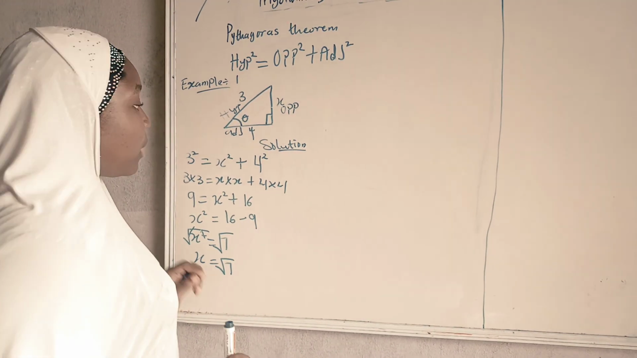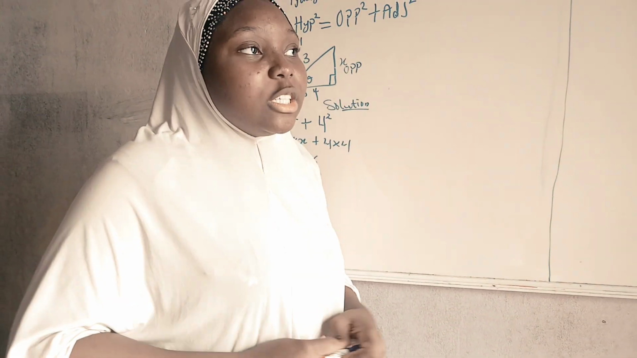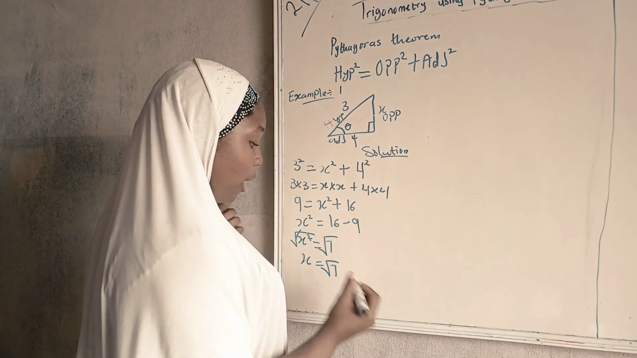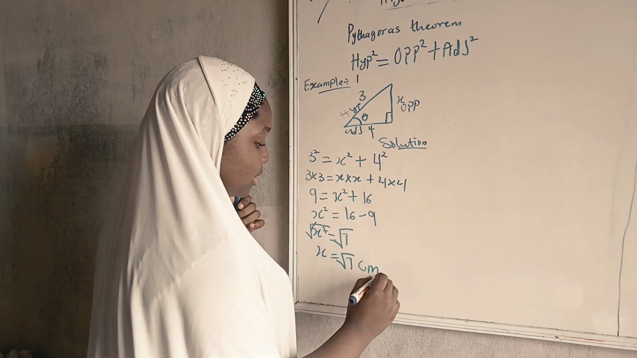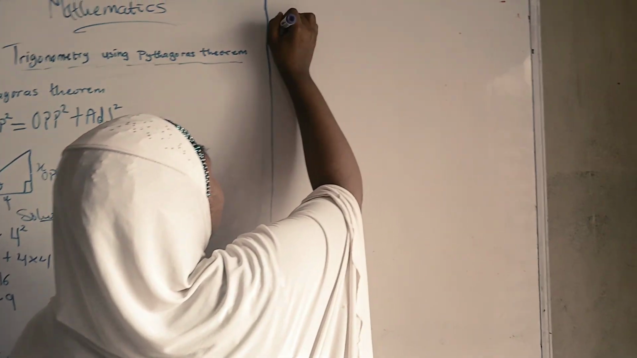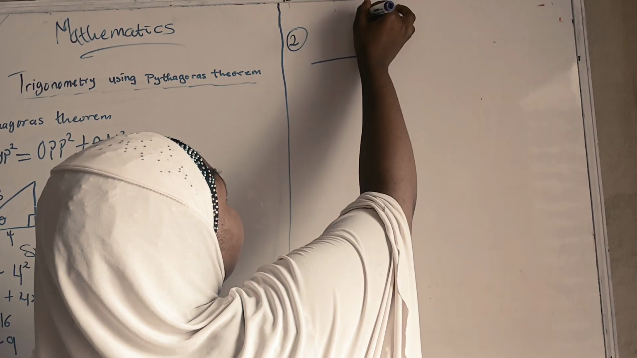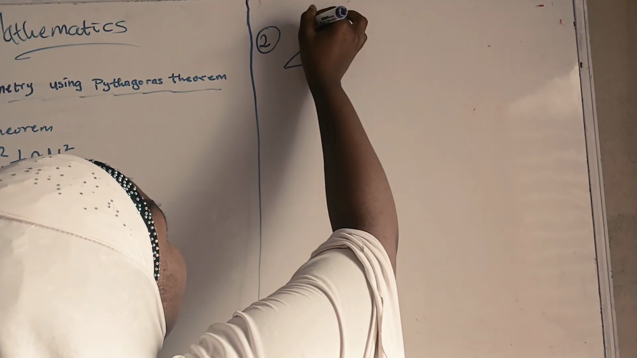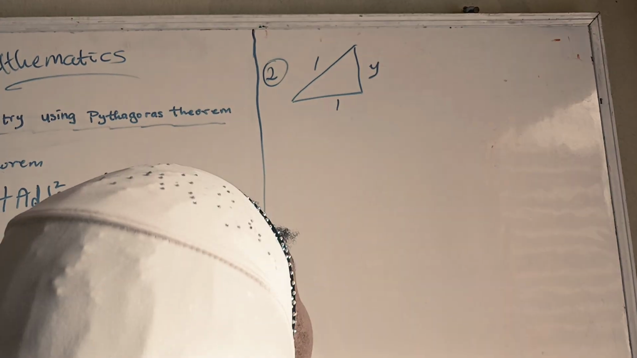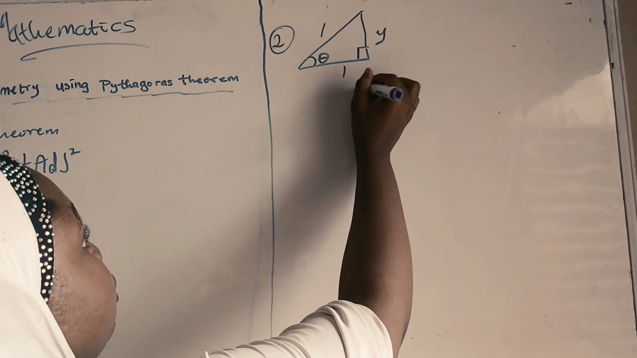And in some cases, your figures might be measured in millimeters, centimeters, decimeters. But now, we are using centimeters. Let's solve another question. We draw our triangle. 1, 1, y. Our theta and our right angle.